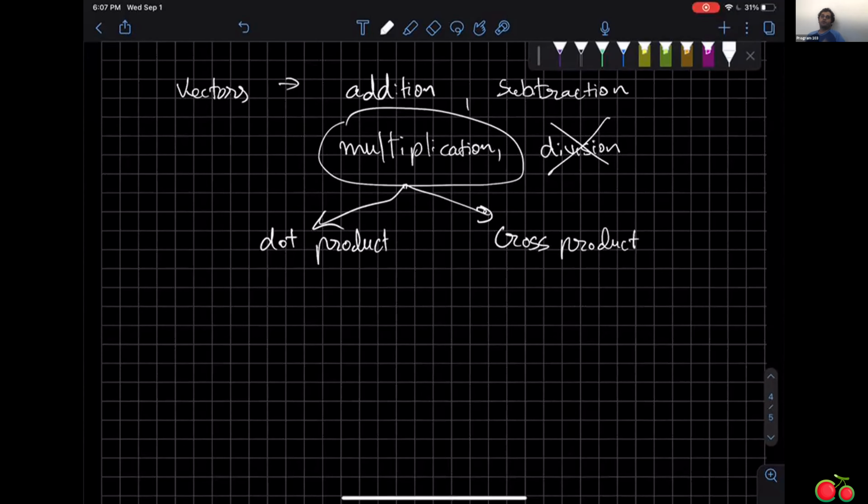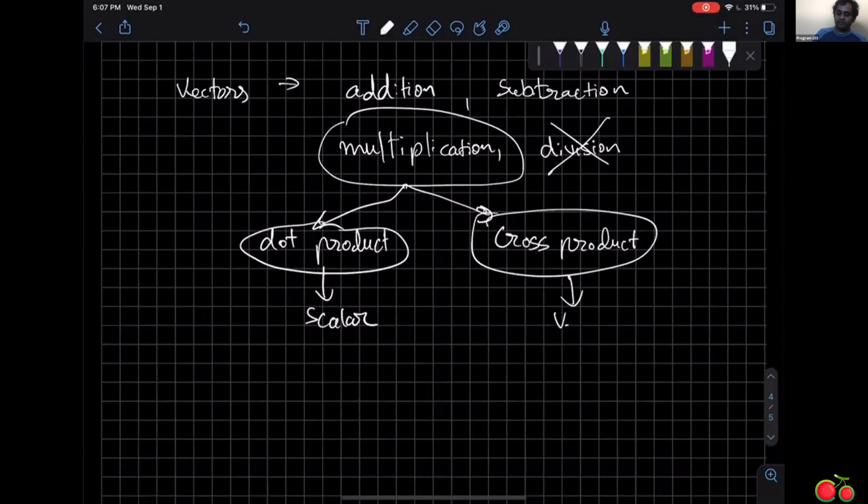Both of these are extremely important, because there's so much that you can do with both the dot product and the cross product. They can be super useful. The dot product essentially gives you a scalar. The cross product essentially gives you a vector. That's why there are two different types of multiplications. And the dot product is extremely heavily used.